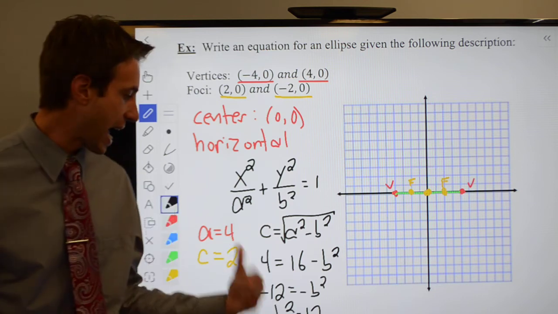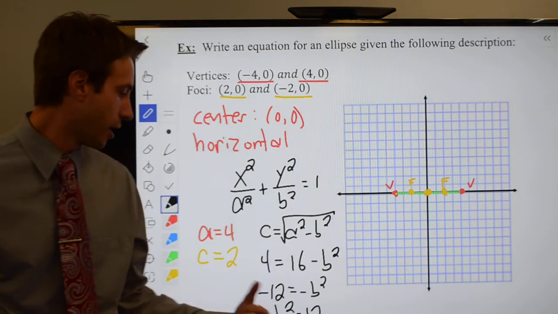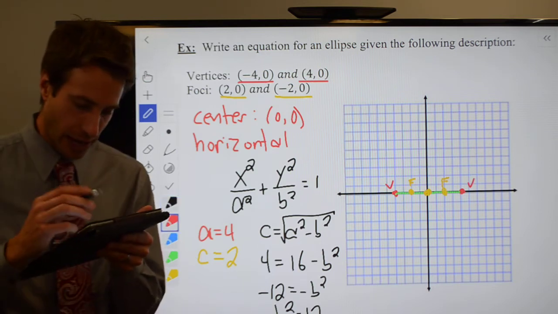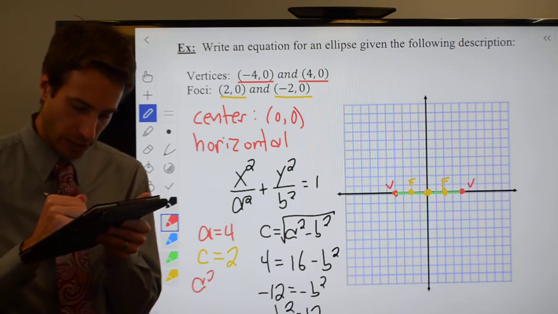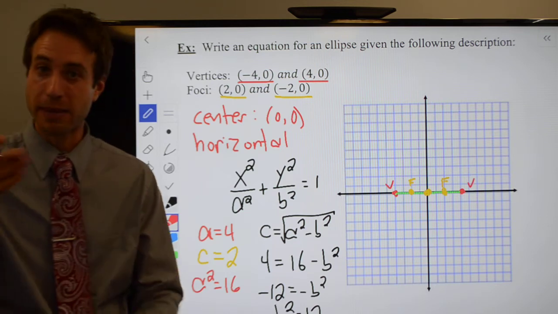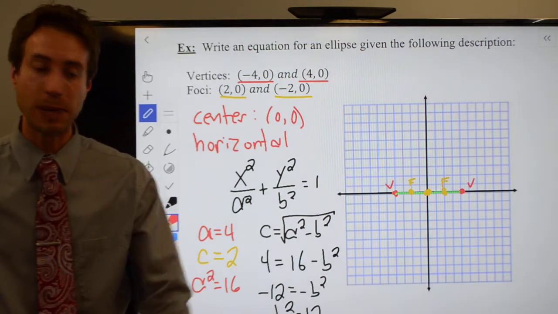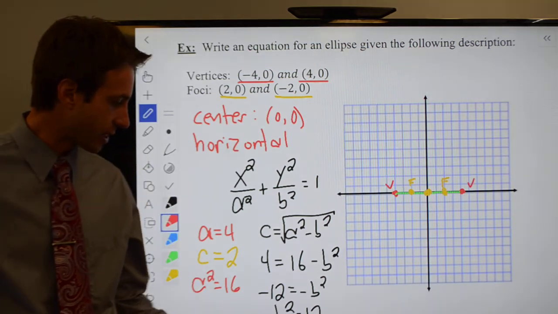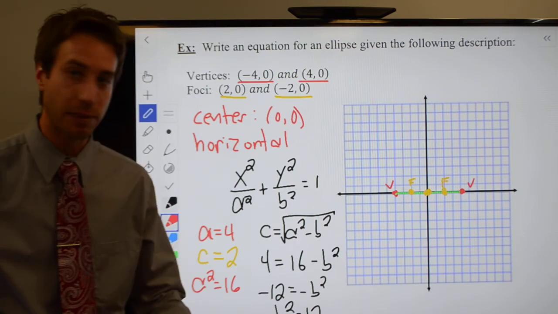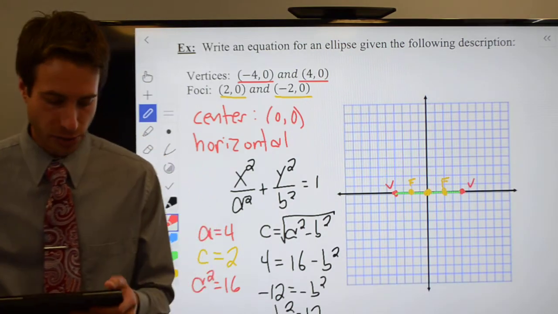And now that I know A and I know B squared, A squared would just be 16. And let's check it, make sure, right? We know that A needs to be bigger than B. Well, A squared is 16, B squared is 12, 16 is definitely bigger than 12, so everything checks out. Pretty sure I'm doing this right.